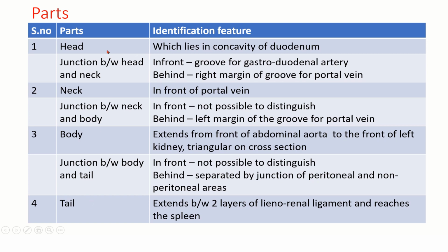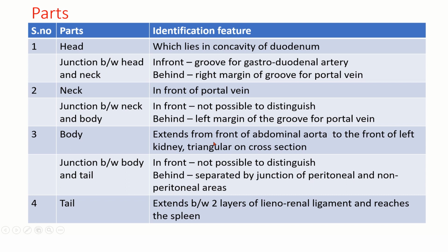The following are the parts of the pancreas. It has four parts: head, neck, body and tail. Head lies in concavity of duodenum. Neck lies in front of portal vein. The junction between head and neck can be identified in front by groove for gastroduodenal artery and behind by right margin of the groove for portal vein. Then the junction between neck and body, in front it is not possible to distinguish, but behind it is by the left margin of the groove for portal vein.